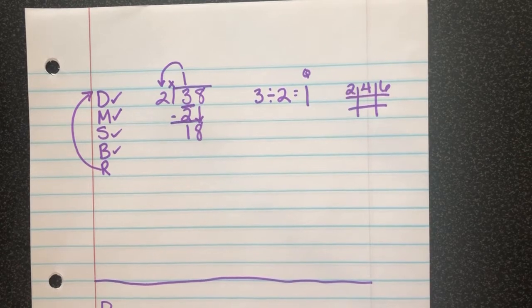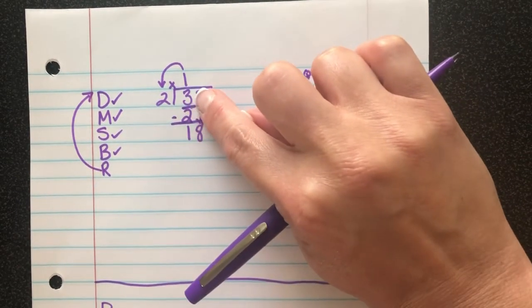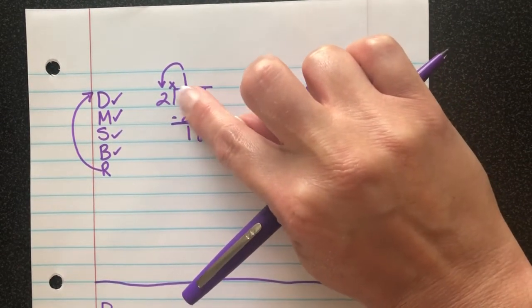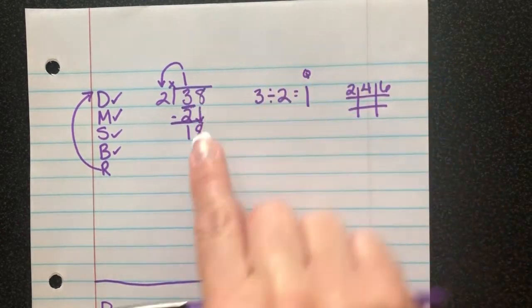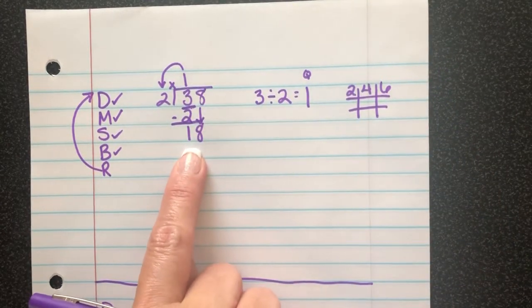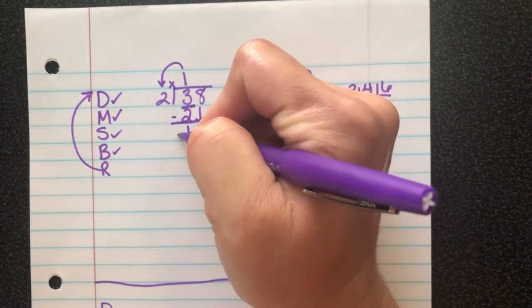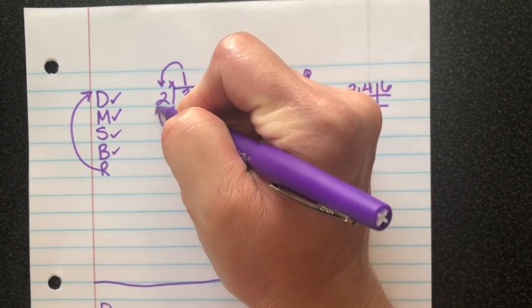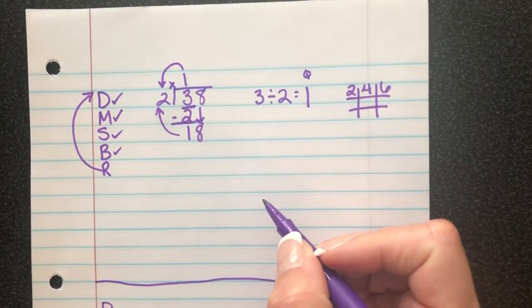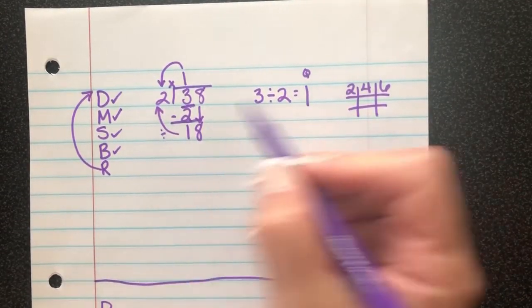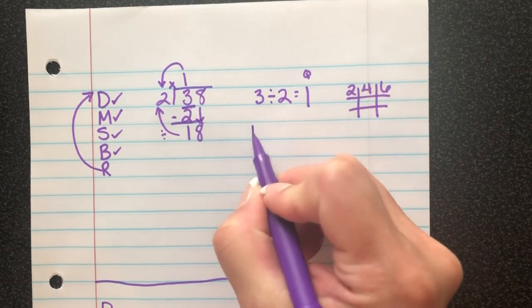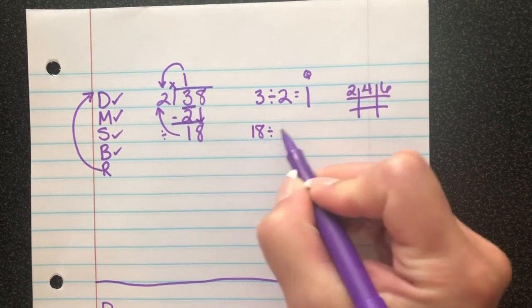Now remember, after we divide the first digit at the top, we don't divide from the top anymore. Now I'm dividing from the bottom, from what's remaining, what's left over here. So I'm going to draw my arrow. I'm going to divide 18 divided by 2. I'll put my little division sign there to remind me. I'm dividing 18 divided by 2.